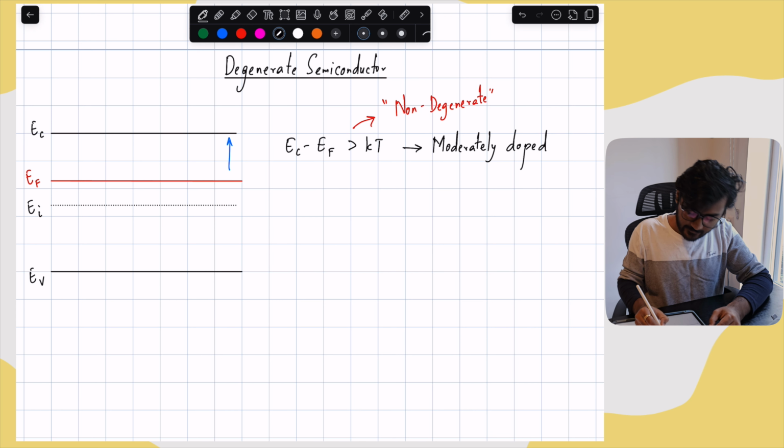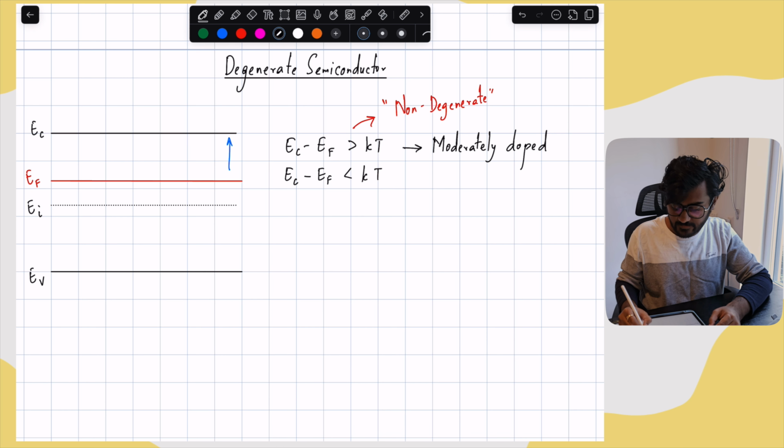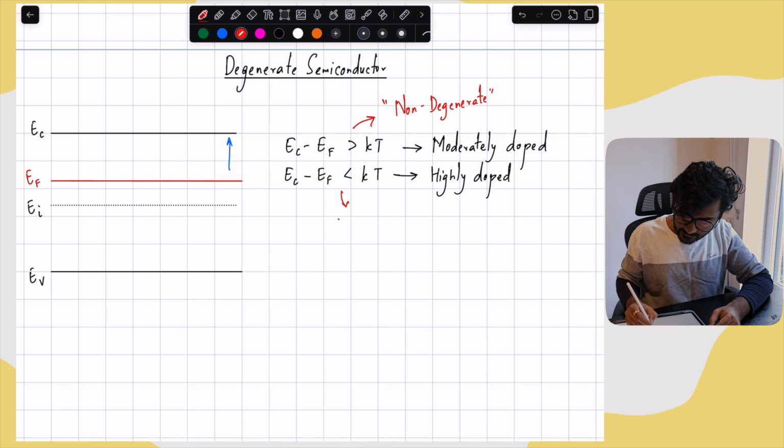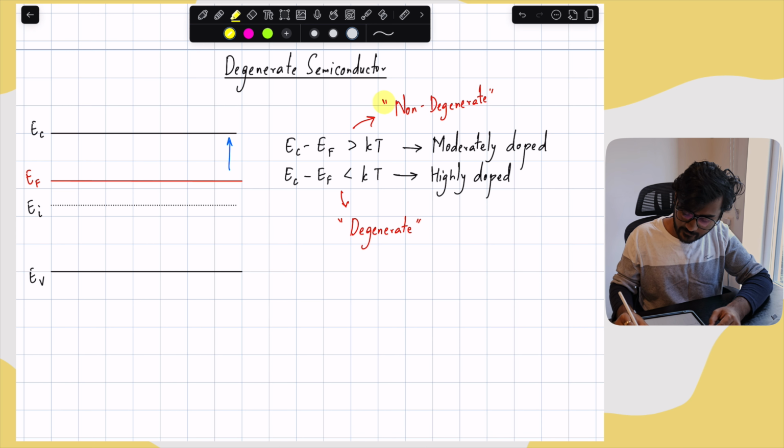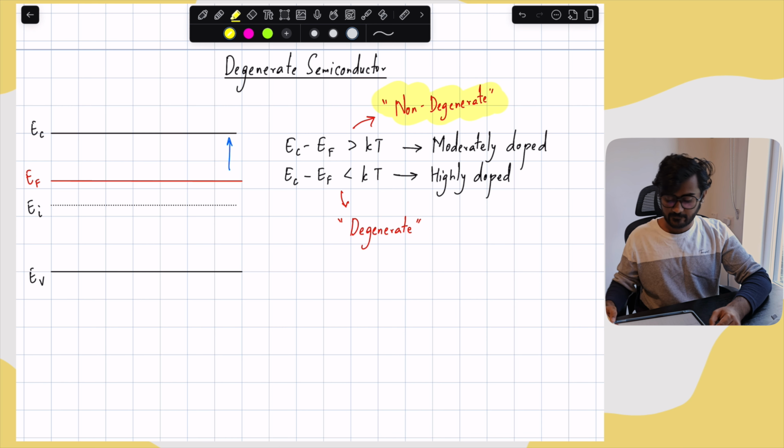If the Fermi level gets closer to the conduction band, that is, if the distance between the Fermi level and the conduction band becomes lesser than kT, then we call this as highly doped. Or in other words, this condition is called degenerate. And in most of the semiconductor problems, a commonly used approximation is the case of non-degeneracy. That is, we mostly consider that the semiconductor is moderately doped.